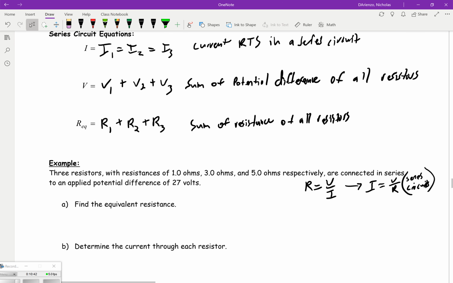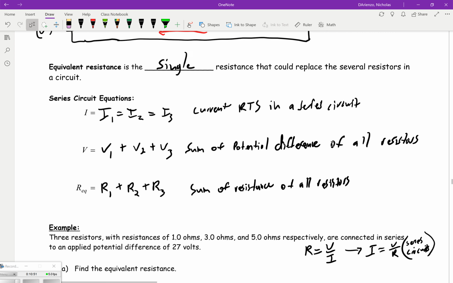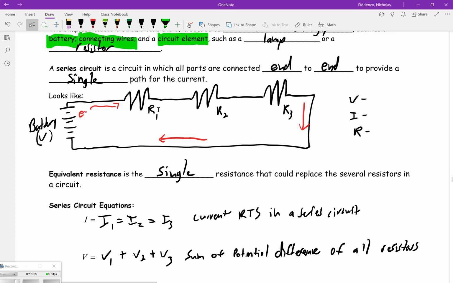So I'm going to do this example here where we have 3 resistors with resistances of 1 ohm, 3 ohms, 5 ohms. They're connected in series to an applied potential difference of 27 volts. So it's the same idea here, 3 different resistors, 1, 3, 5 ohms, and the battery here would have a potential difference of 27 volts.